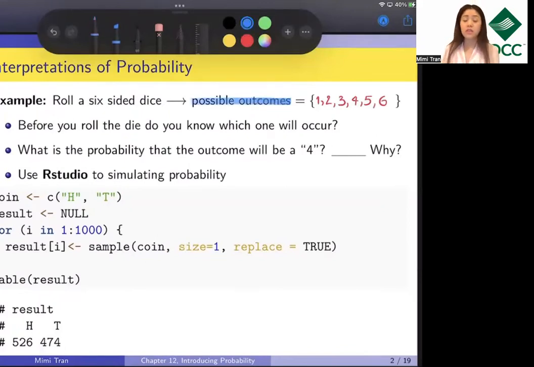Later, I'm going to introduce all the possible outcomes. In the statistics world, we call that the sample space. But that's later. We'll come back to that.